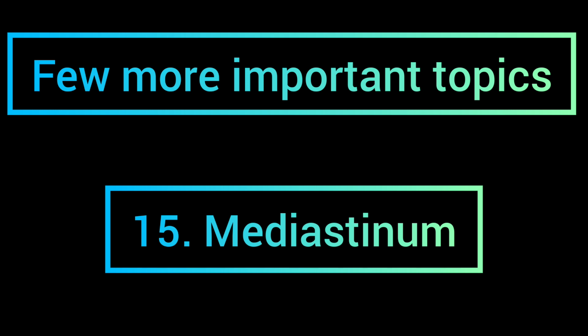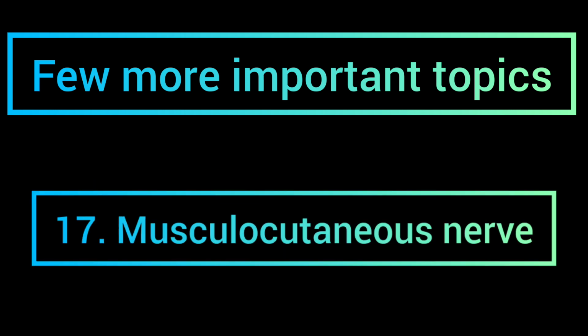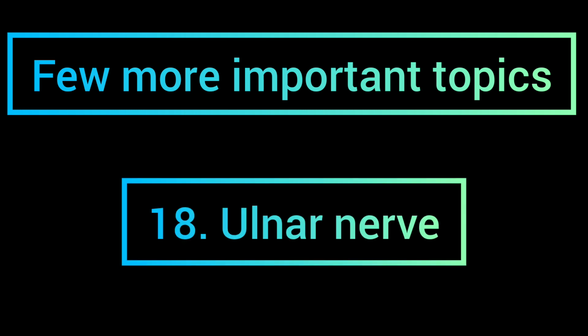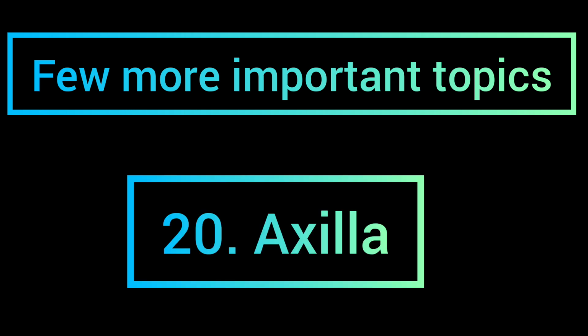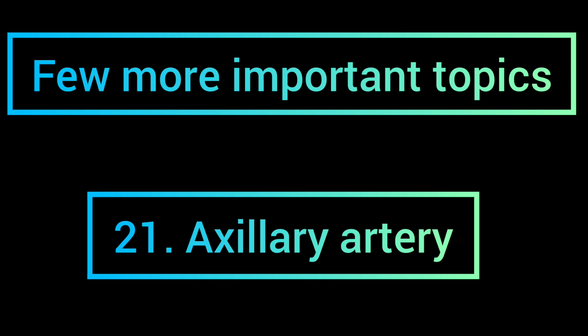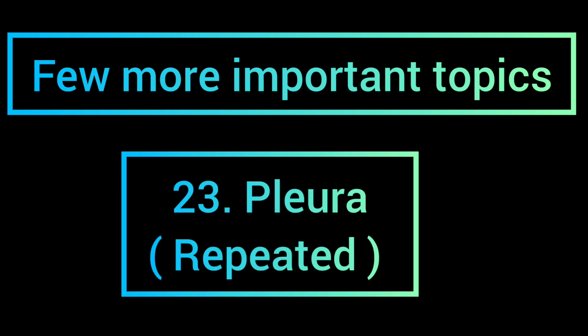15th one, mediastinum. 16th one, median nerve. 17th one, musculocutaneous nerve. 18th one, ulnar nerve. 19th one, carpal tunnel. 20, axilla. 21, axillary artery. 22nd, breast lymphatic drainage. 23rd, pleura.